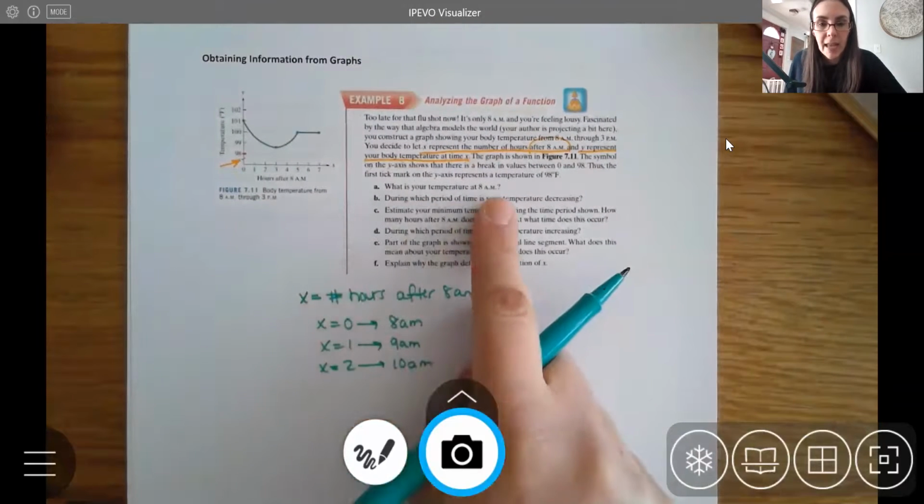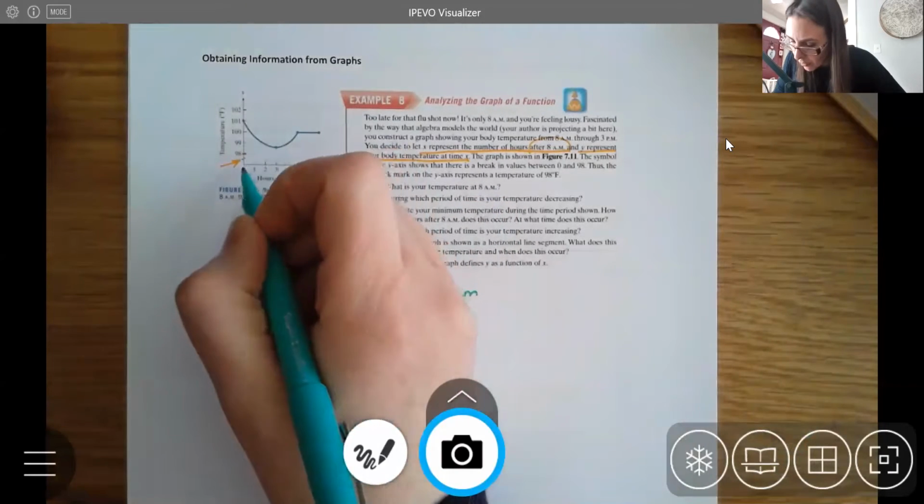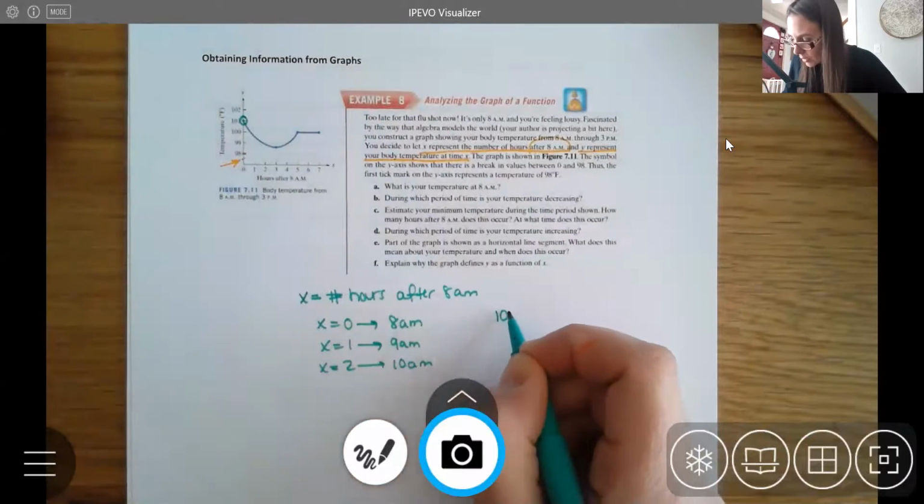So what is your temperature at 8 a.m.? Well, 8 a.m. is when X is 0. So looking on my graph here, when X is 0, my temperature is 101 degrees.